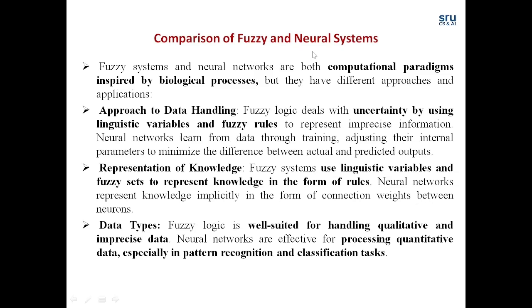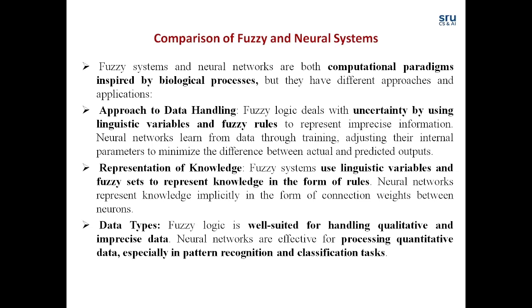Comparison of fuzzy and neural systems. These are both computational paradigms inspired by biological processes, but they have different approaches and applications. First, approach to data handling. Fuzzy logic deals with uncertainty using linguistic variables and fuzzy rules, which represent imprecise information. Neural networks learn from data using training, and in that process the error between actual and predicted output is minimized, and based on this error the weights and biases are adjusted.